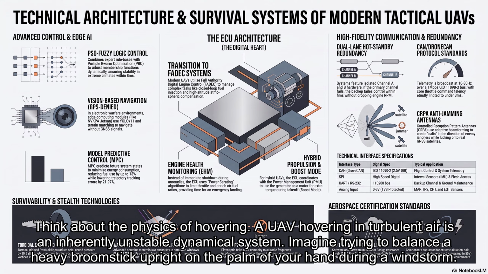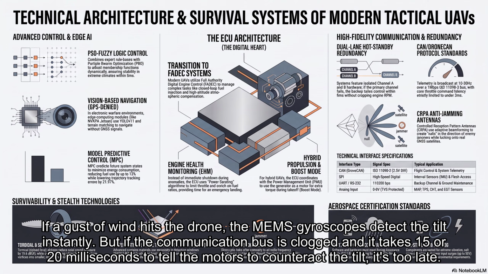Think about the physics of hovering. A UAV hovering in turbulent air is an inherently unstable dynamical system. Imagine trying to balance a heavy broomstick upright on the palm of your hand during a windstorm. Very difficult. If a gust of wind hits the drone, the MEMS gyroscopes detect the tilt instantly.